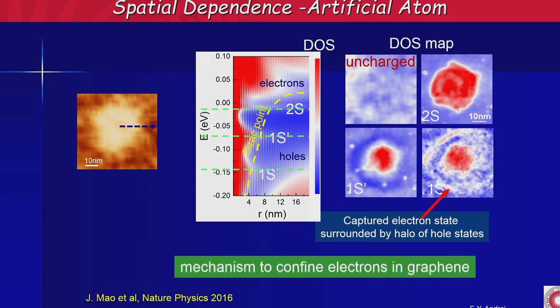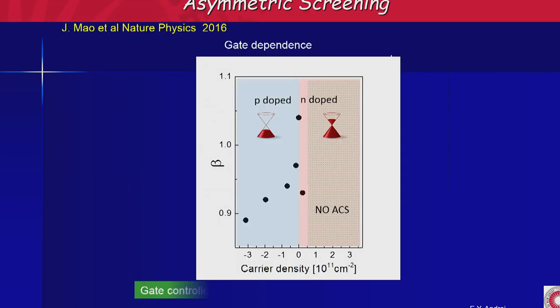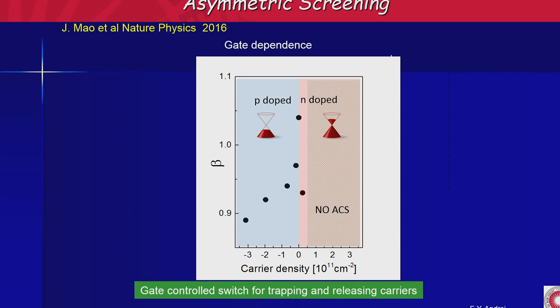So basically, this gives us a mechanism to confine electrons in graphene. You completely change the Hamiltonian, basically. And you can trap them. And this is really the last thing: you can untrap them. If you apply a gate voltage, I'm changing the carrier density. So this is beta as a function of carrier density.